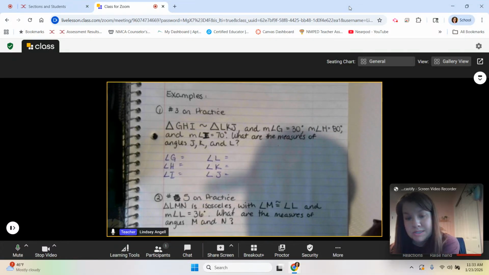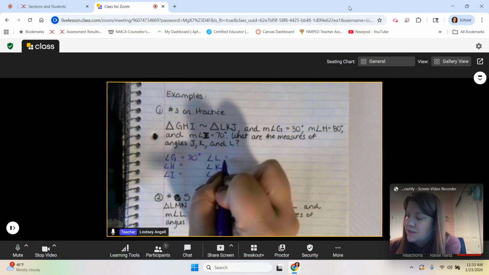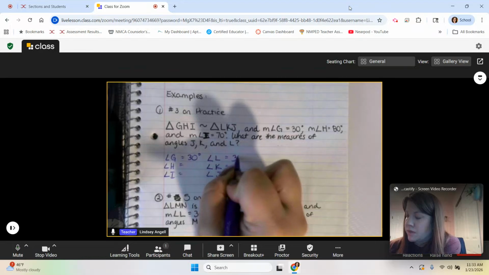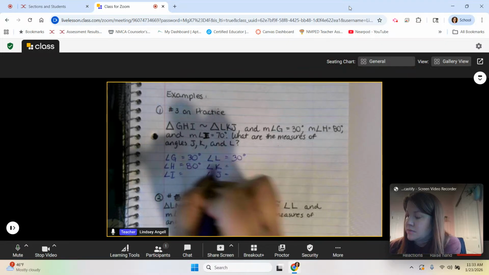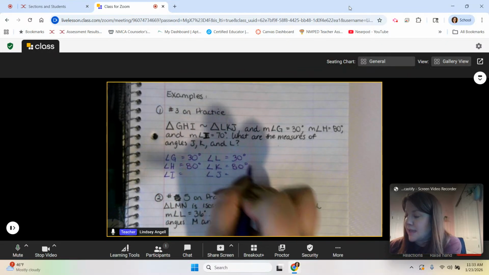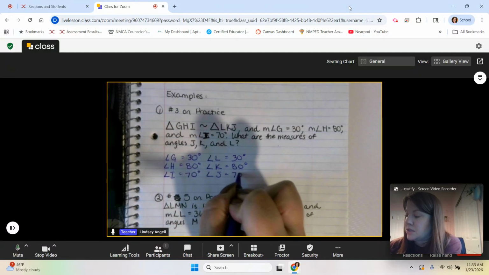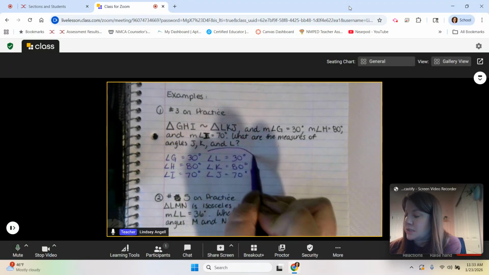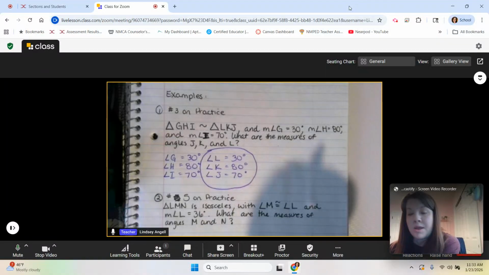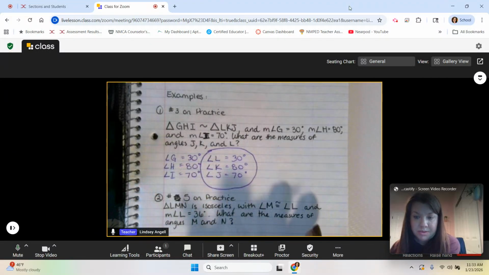So if they're similar, that means the angles stay the same. So angle G is 30 degrees, so that means angle L is 30 degrees. H was 80 degrees, so angle K is 80 degrees. And angle I was 70 degrees, and so angle J should also be 70 degrees. So they tried to trip you up by switching the order of them. But as long as you stay organized, okay, you should be able to get there.